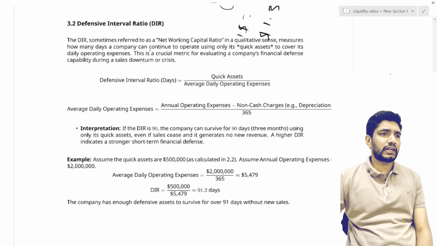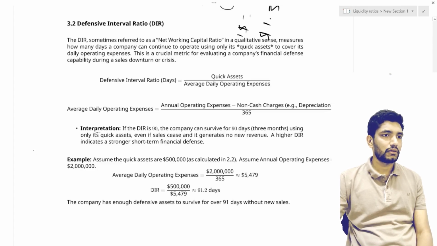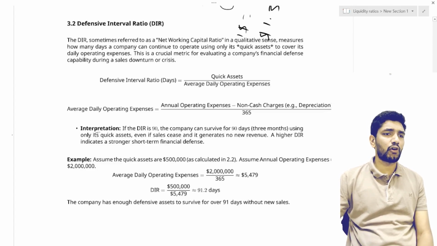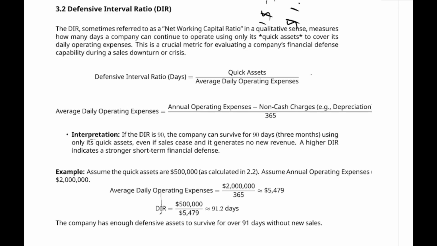Then we'll move to the defensive interval ratio. The formula for the defensive interval ratio is quick assets divided by average daily operating expenses. So this is comparing our quick assets, which we discussed already. From the current assets we remove the inventory and prepaid expenses, and that is our quick assets, against our average daily operating expenses.